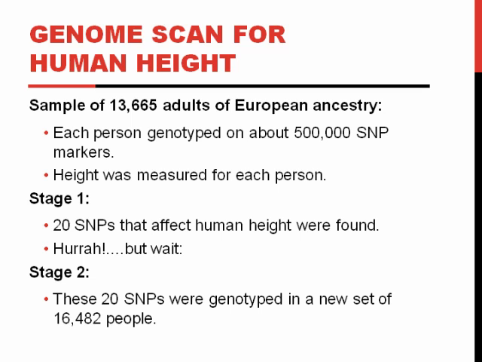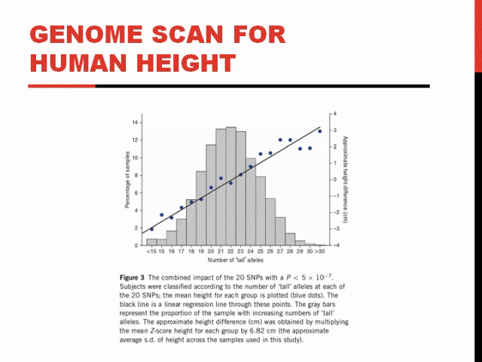Initially that seems great, like, all right, we're successful. We found 20 SNPs that affect height. But what these people did, which is different than a lot of other people who did these studies, and would just stop and say, okay, we found 20 SNPs, let's publish our paper, is they went further. They took a new sample of 16,000 more people, genotyped them with these 20 SNPs, and asked the question, how well do these 20 SNPs predict height in this new sample of individuals?